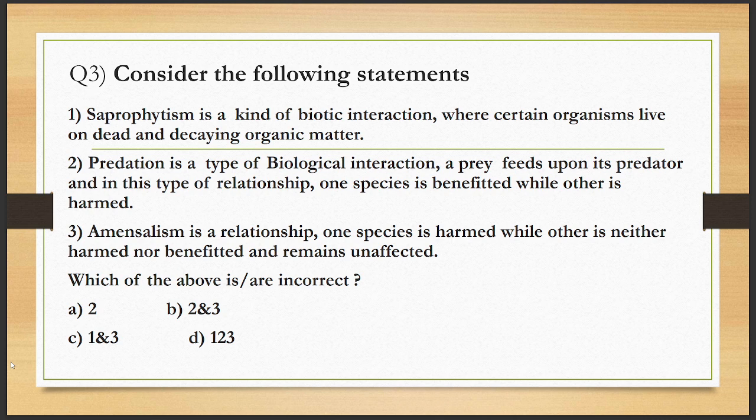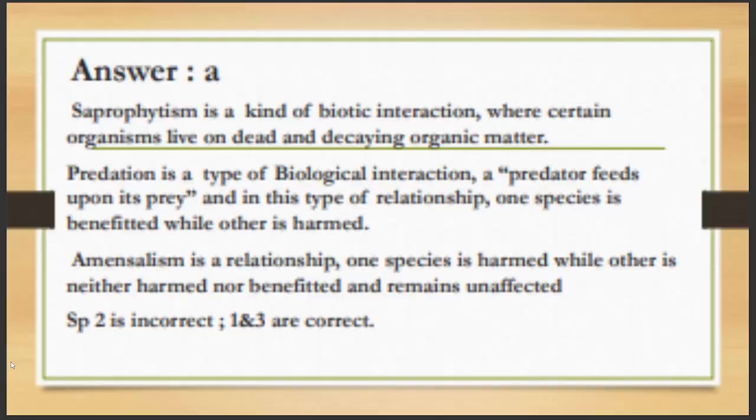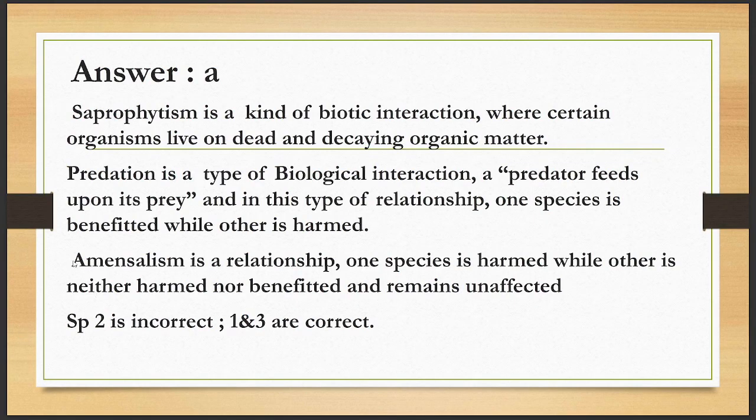Again, you have three statements over here and you have to answer which are incorrect. Your options are A 2 only, B 2 and 3, C 1 and 3, or D 1, 2 and 3. So the answer is A. Only the second is incorrect; 1 and 3 are correct statements. Why is the second incorrect? Because predation is a type of biological interaction where a predator feeds upon its prey, not that the prey feeds upon its predator. So that's why the second is incorrect, while 1 and 3 are correct statements.